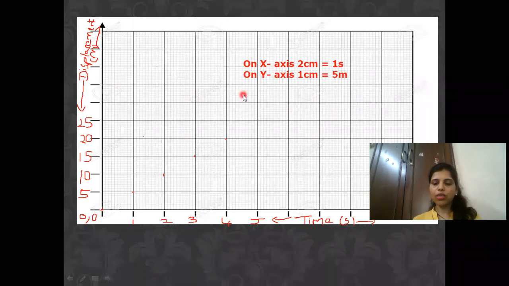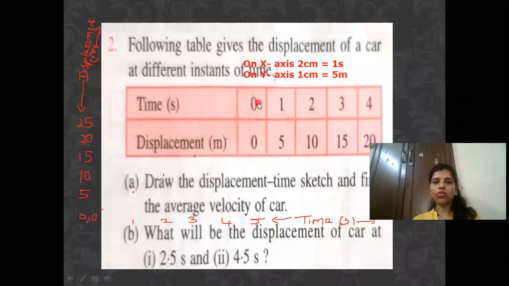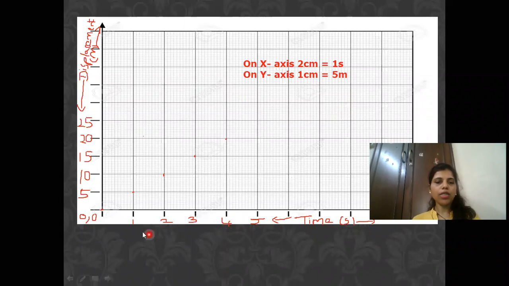I hope it's the same as what I have marked. I'll just check with the reading. So 0, 0, 1, 5, 2, 10, 3, 15 and 4, 20. Similarly, I have done 0, 0, 1, 5, 2, 10, 3, 15, 4, 20. Now when this plotting is done, you're going to join these coordinates. So children, this is what you're going to draw on your graph paper. This is how it will be a straight line graph. So displacement versus time, that means it is moving with uniform velocity.